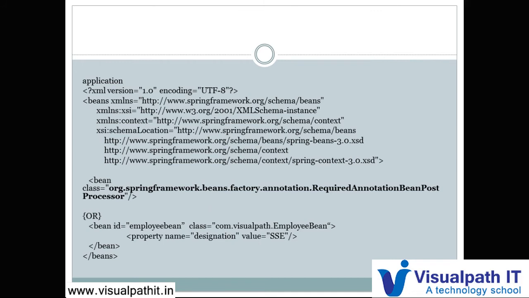We need to have this in the configuration file. This is a class basically. We need to have this class in the configuration file so that we can then have the bean id employeeBean, com.visualpath.EmployeeBean, property name is designation, value is SSE, senior software engineer or whatever. So we need to have this class as well. We need to register it. This class registration is a must.